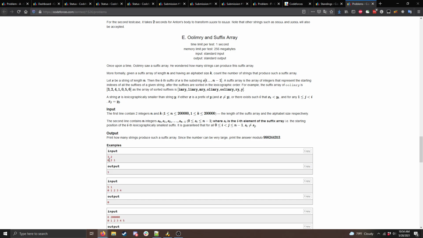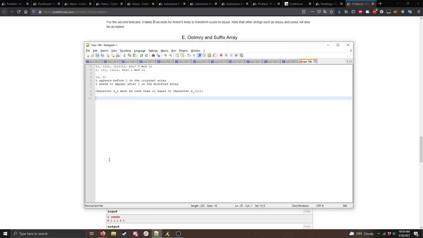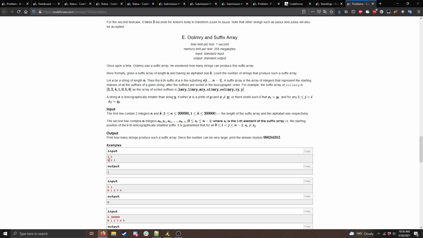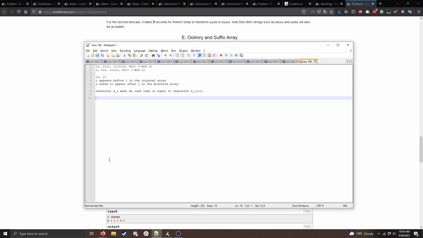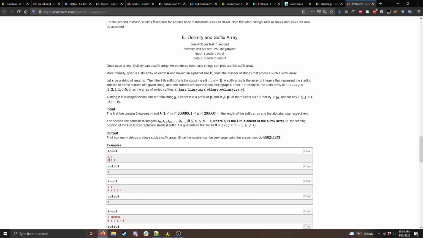So basically this is just an example, but what I'm implying here is that the only thing we need to worry about is whether S sub I can be equal to S sub I plus 1. That's the only thing we need to determine, and then we've figured out the structure of how the ordering of the strings has to work.